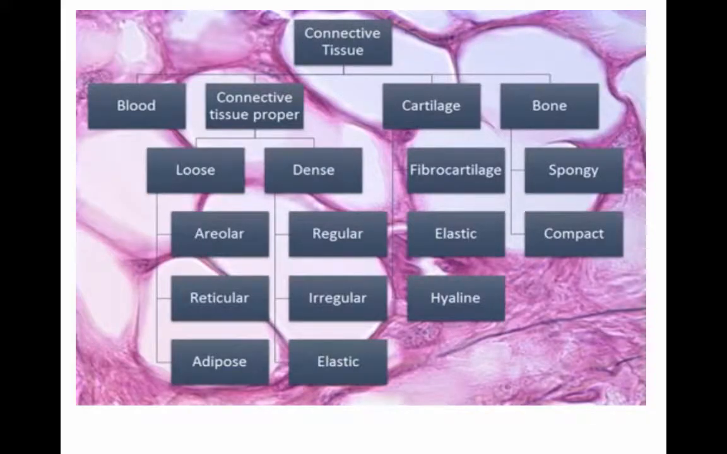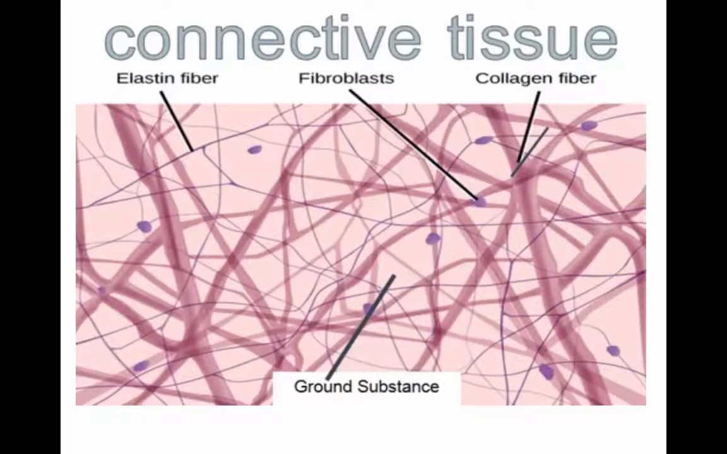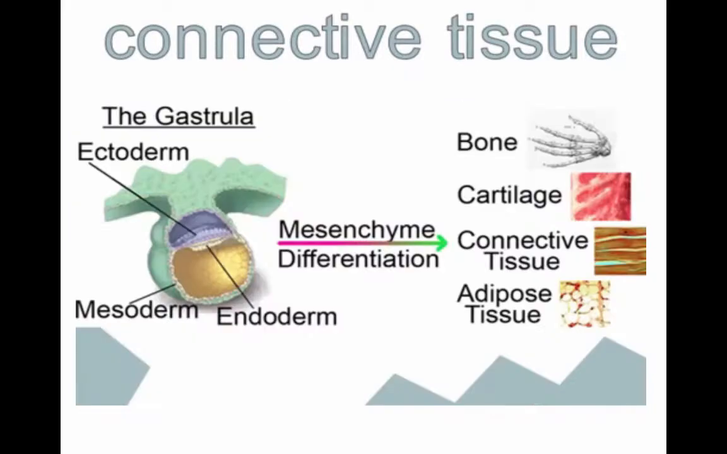Let's connect it all. There's extracellular matrix, a ground substance, and the fibers with relatively few cells. Hey, in your embryo, it develops from mesenchyme.